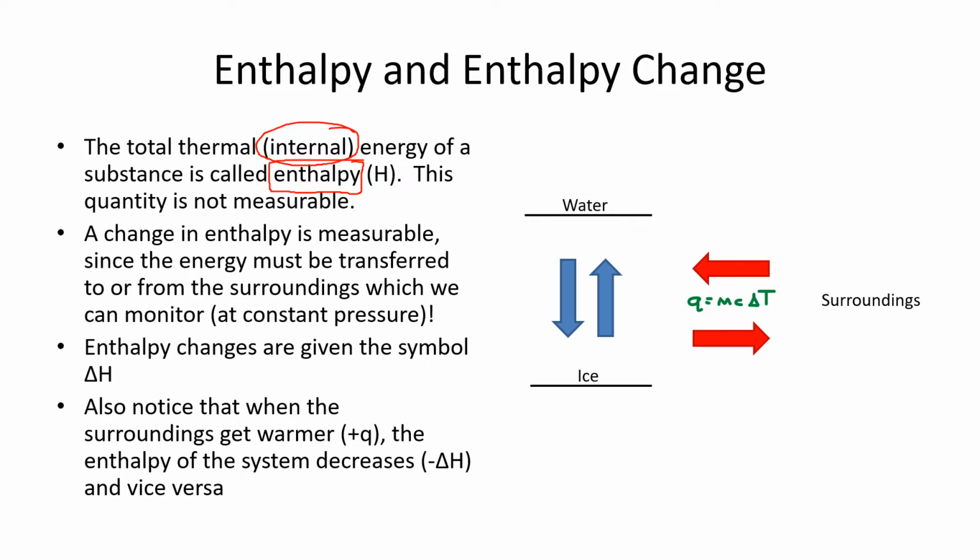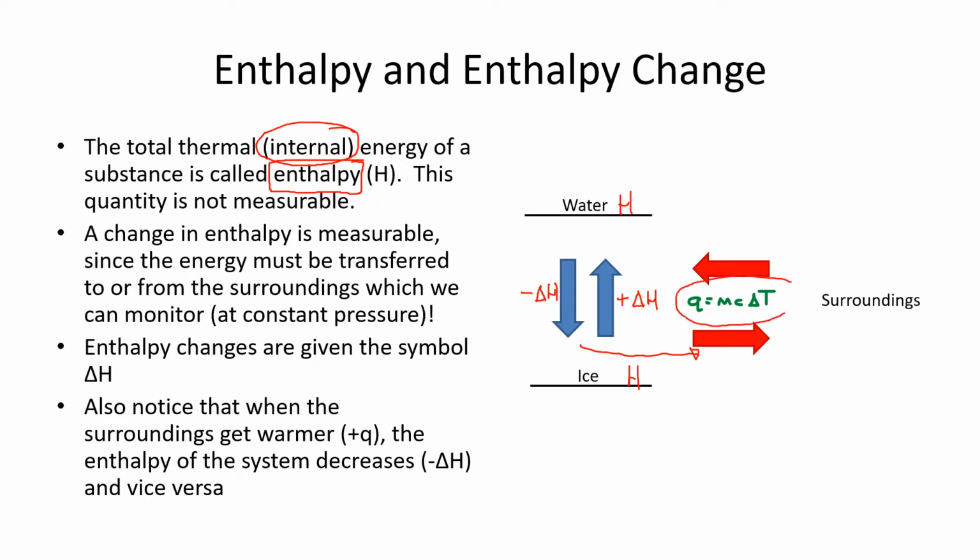So if we have something like a positive change in enthalpy, this would be the enthalpy of water, and this would be the enthalpy of ice. In order to go from ice to water, there has to be a positive enthalpy change to increase the amount of internal energy. And then to go from water to ice, there's got to be a negative enthalpy change because you're going to release energy to do that. The energy that's lost has to go somewhere, right? And we can measure that.